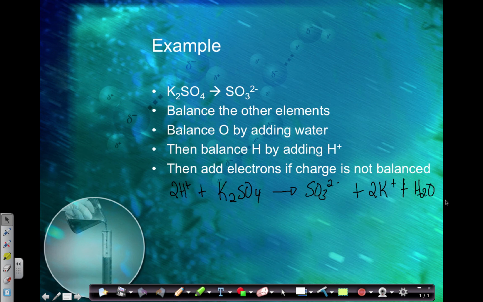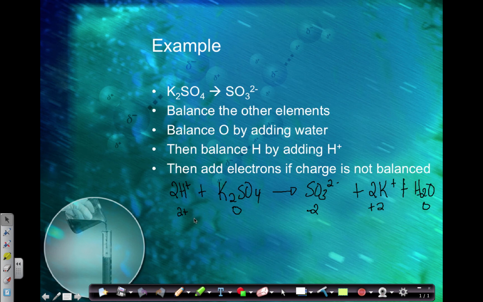So now I need to look at the charge. So I'm going to look at my charge of everything. I've got +2 here, 2 times +1. Overall 0 charge for this. I got a -2 charge for this, +2 charge for this, and a 0 for this. So I've got +2, -2, that's a 0 charge on this side, plus a 0. And then I've got a +2 on this side.